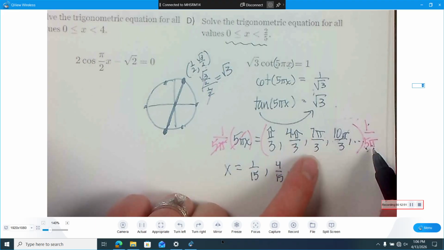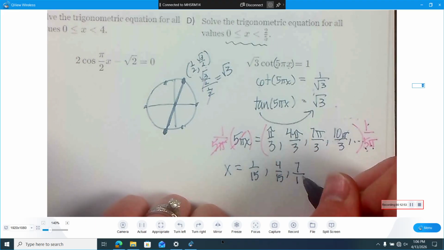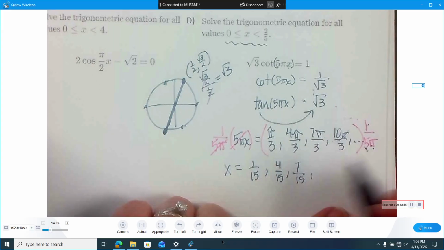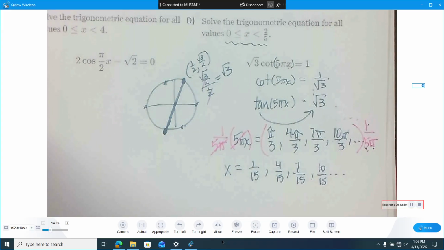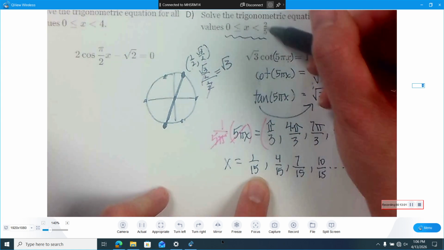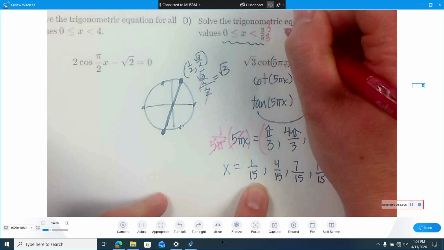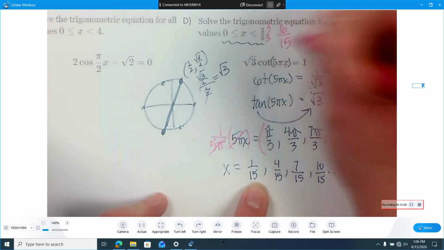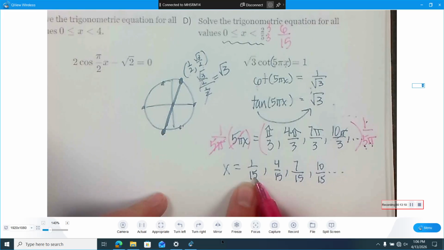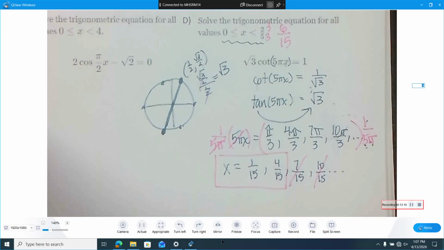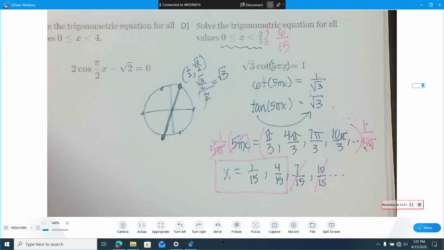And this again, 7 over 15, because the pi's cancel, and 10 over 15. And so on and so forth. But again, this says 2/5, but we have denominators of 15, so I'm going to multiply top and bottom by 3, so I get 6 over 15. 1/15 is good, 4/15 is good, 7 is too big, and 10/15 is too big. So we just want the first two answers there. Delta Math will make you reduce, but other than that, that's all we're doing.